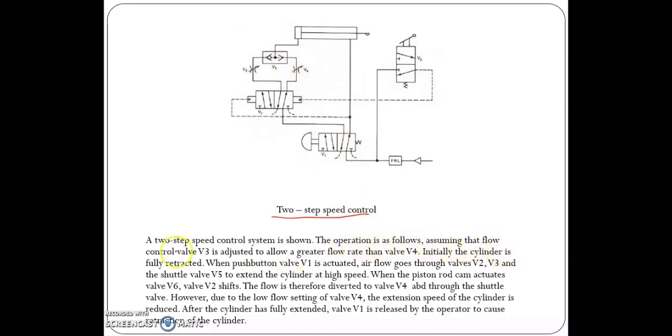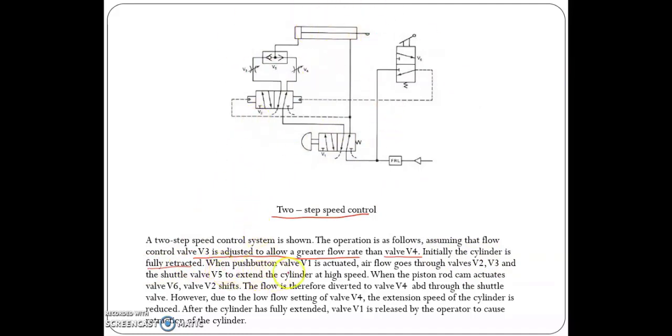Assuming that the flow control valve V3 is adjusted to allow the greater flow rate than the valve V4. So kita set the bukaan untuk valve V3 lagi besar daripada valve V4 supaya dia punya speed dia lagi laju. Okay, initially the cylinder is fully resetted. So sekarang the condition of the circuit, the cylinder is fully retract.